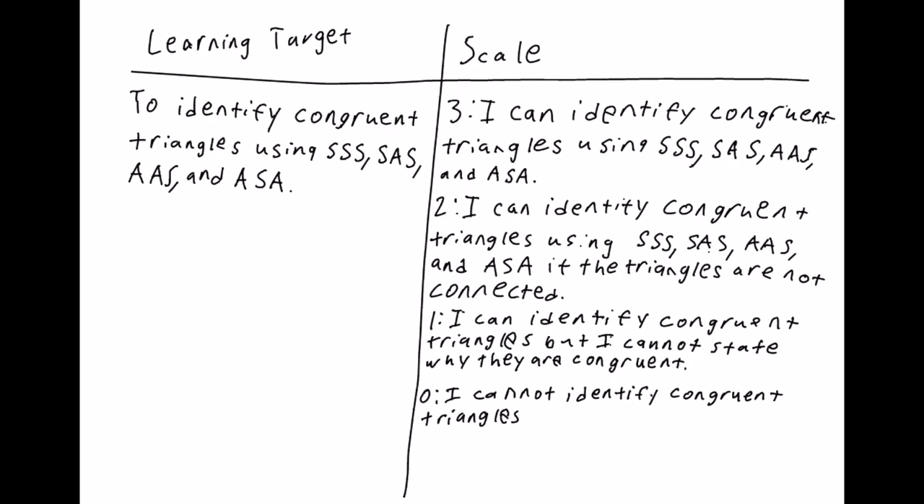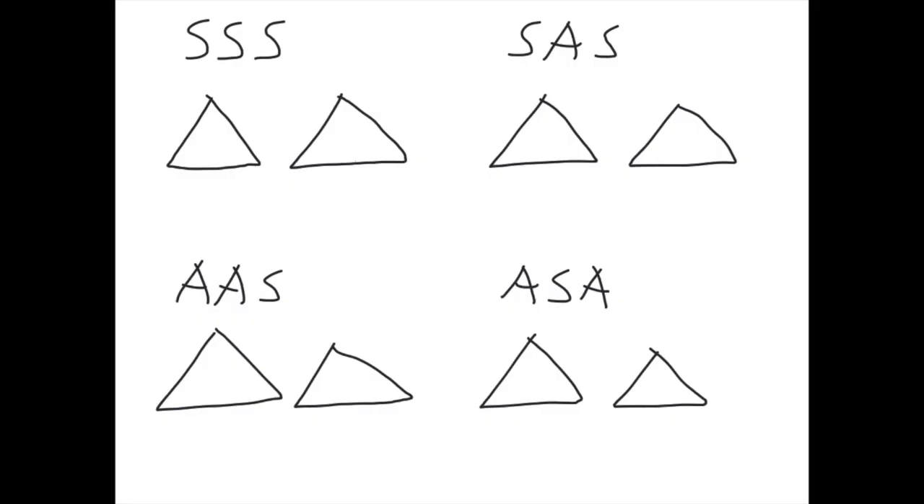Let's get started. Alright, so here we go. First we're going to start with SSS. That stands for side, side, side. So that means in each of the triangles, all the sides are congruent. So one side congruent to one side, second side congruent to a second side, and a third side congruent to a third side.